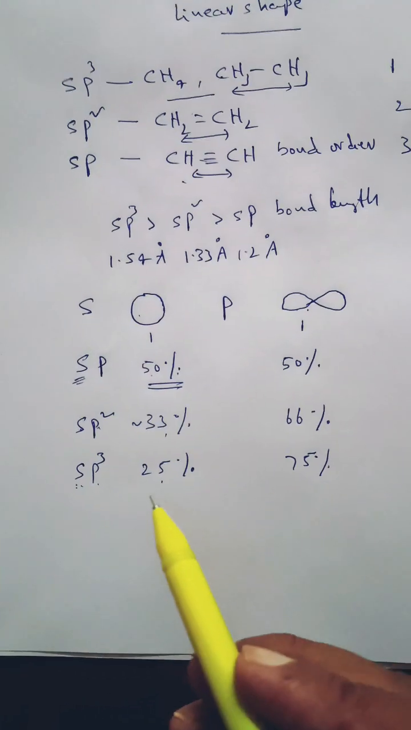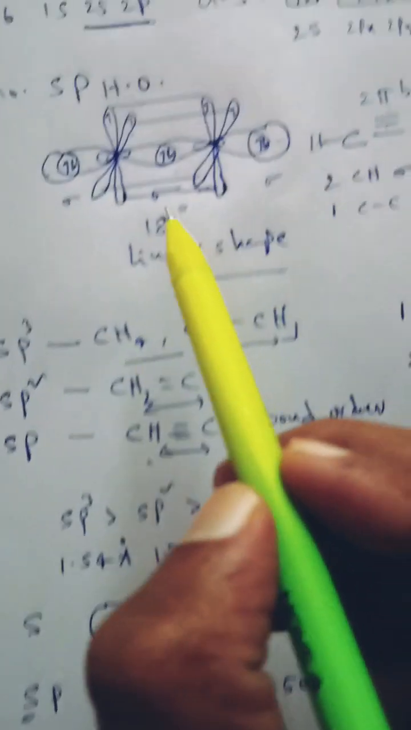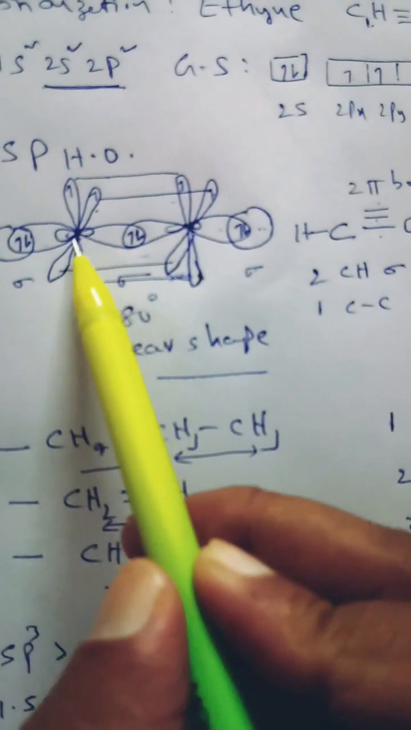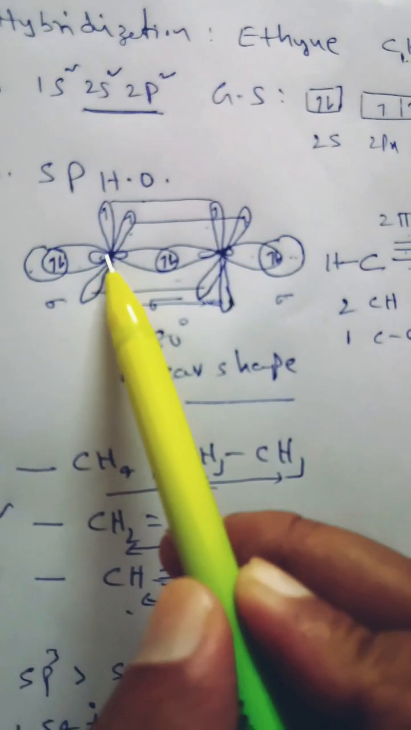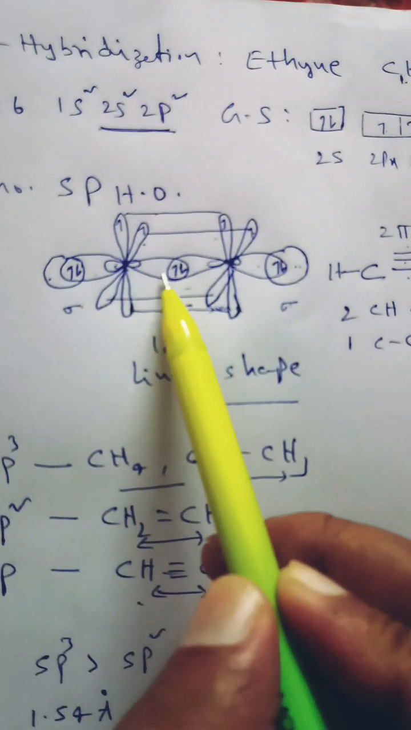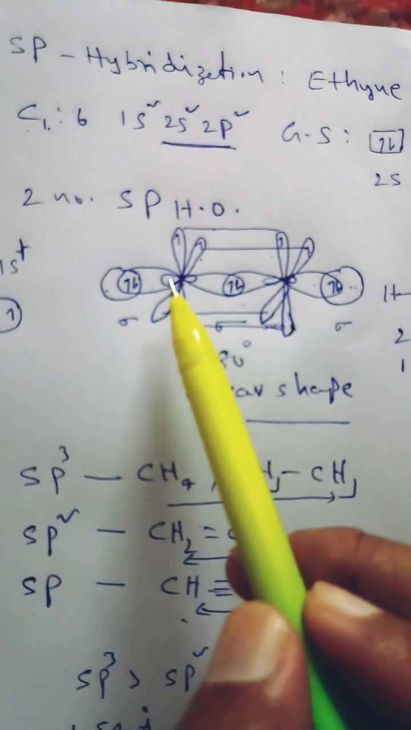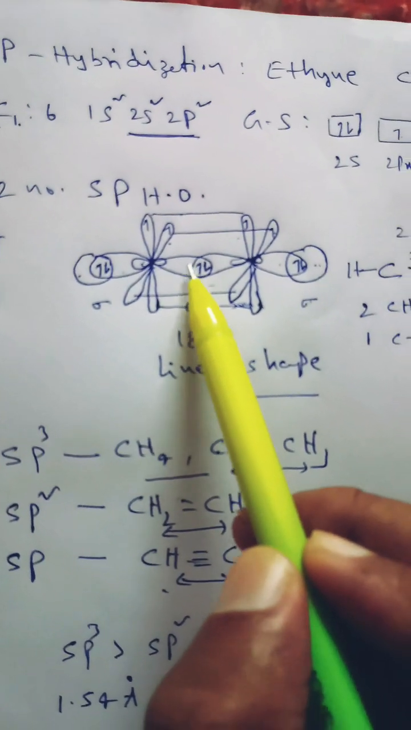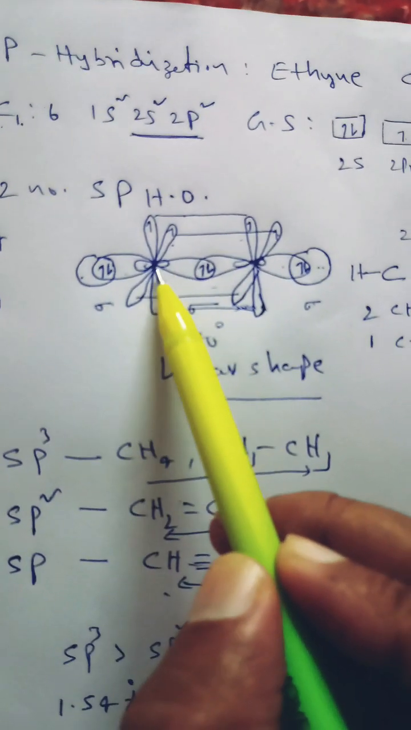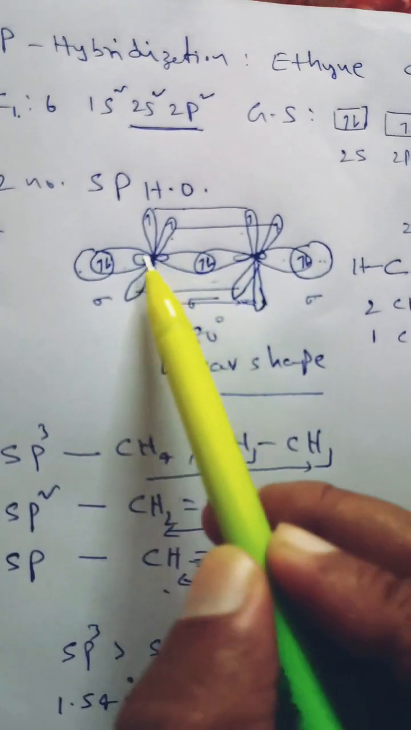Okay, so that is what it is saying. S character means these orbitals are very near to the nucleus. So those orbitals have an electron-accepting nature. That means electronegativity will be there for these orbitals because they are nearer to the nucleus. The nucleus has positive charge, so it will attract the electron density more.